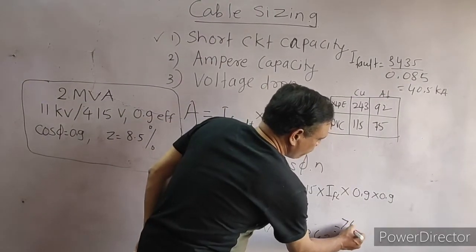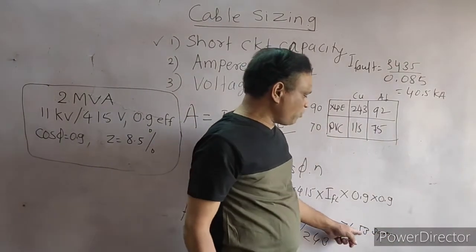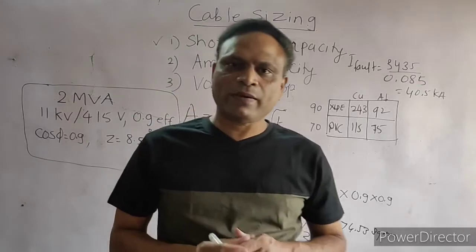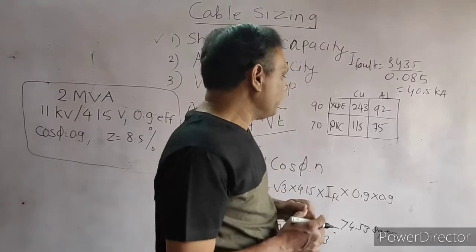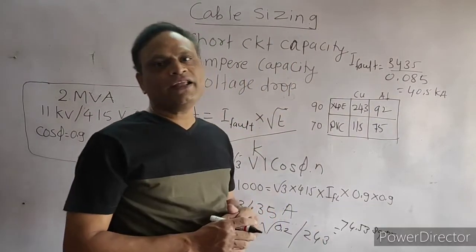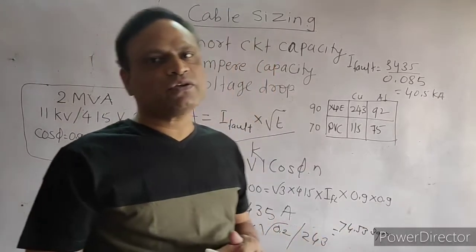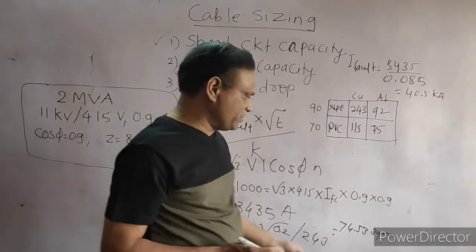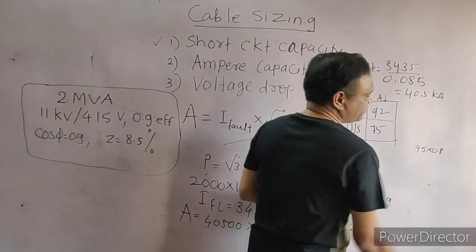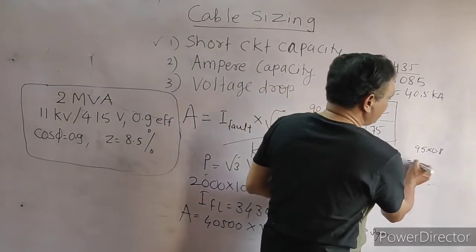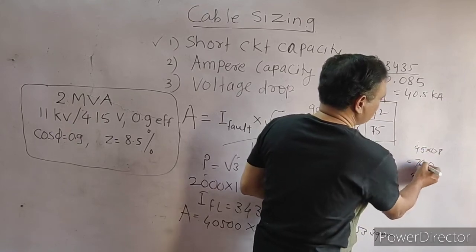it comes to be 74.53 square mm. But a cable of 74.53 square mm is not available. So the next size after 70 is the 95 square mm cable. So we'll select a cable of 95 square mm for this particular application. Now if this 95 square mm cable is selected and its derating factor is considered, 8 5s are 40, so it comes to be 76.